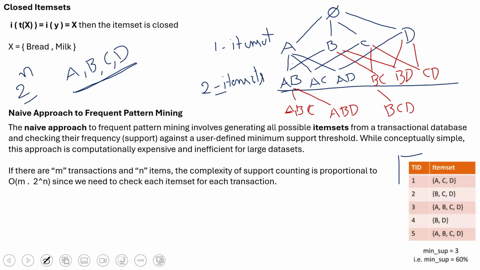We have C. C cannot be combined with anything. If you look at this, BD is covered here, CD is covered here, AC is covered here, AD is covered here. So everything is covered. AC, AB is covered. The reverse is covered.